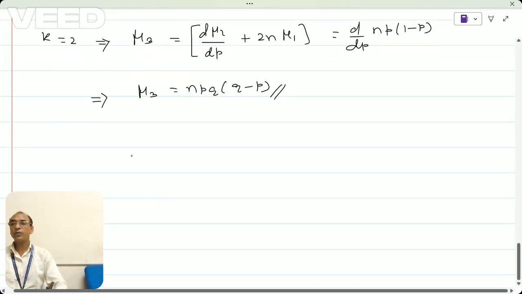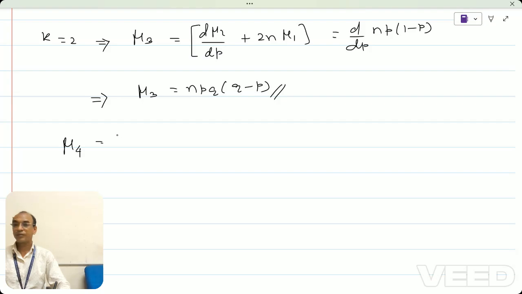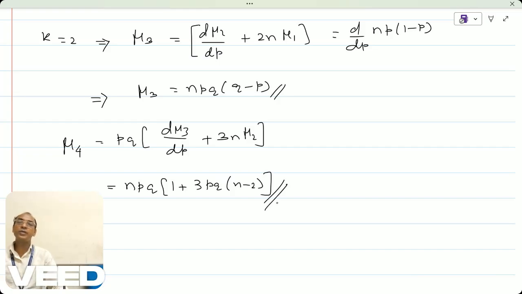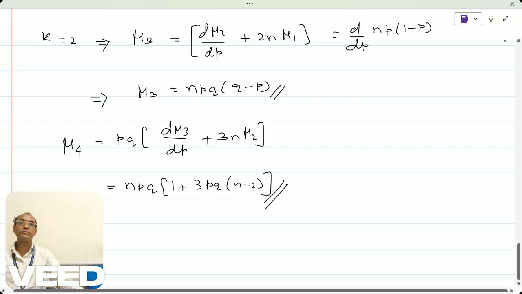And similarly, we can have mu4, which is nothing but pq into d mu3 by dp plus 3n mu2. And if you simplify it, that will give you npq into (1 plus 3pq into (n minus 2)). So like this we can find the central moments of a binomial random variable x.